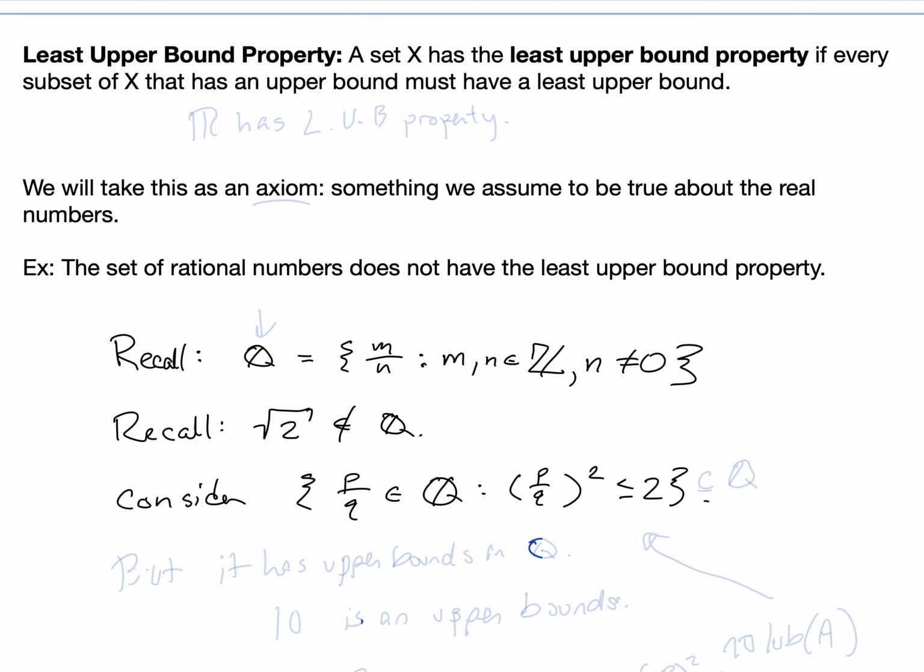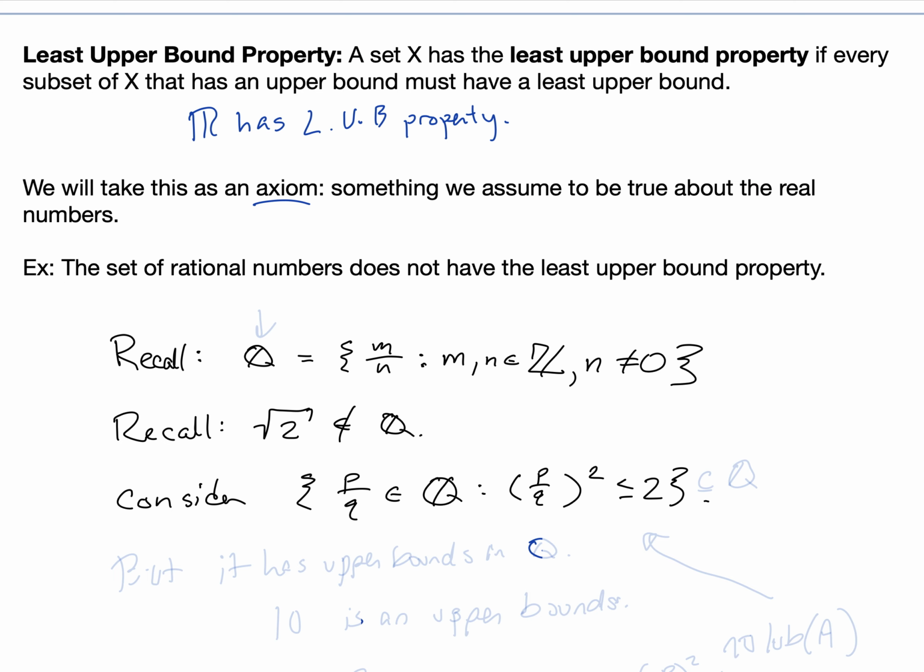A set X has the least upper bound property if every subset of X that has an upper bound must also have a least upper bound. So the real numbers as a set has the least upper bound property. And this is actually just going to be an axiom, something that we assume to be true about the real numbers without proving it. You might think that this is kind of an obvious property that any set would have, but that's not the case. For example, the set of rational numbers does not have the least upper bound property.